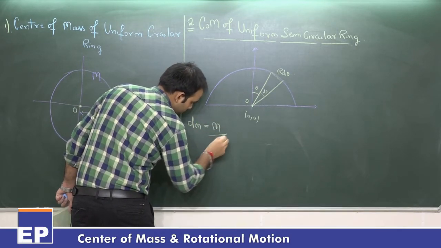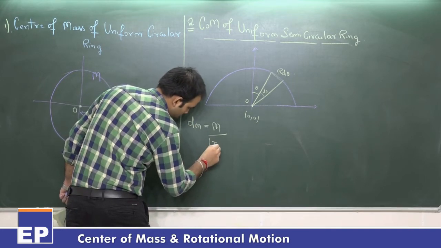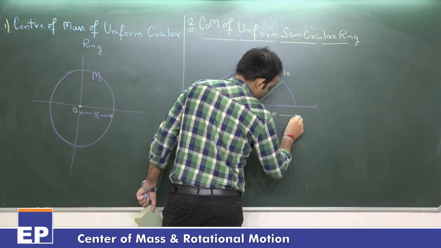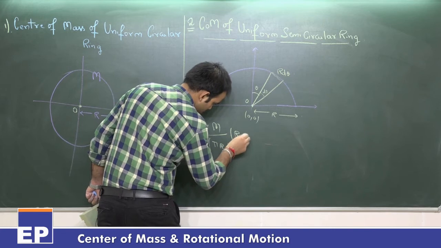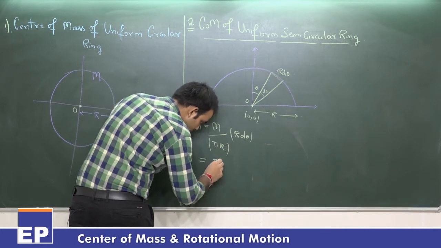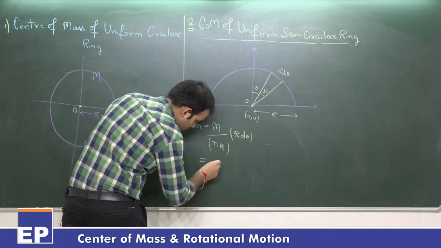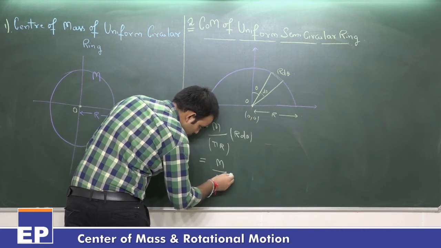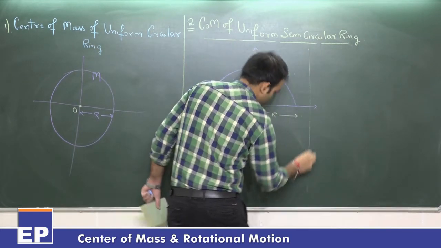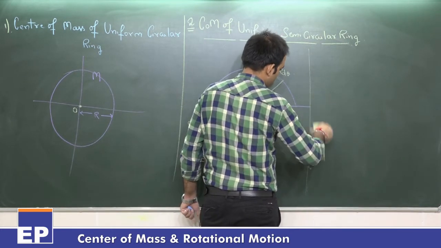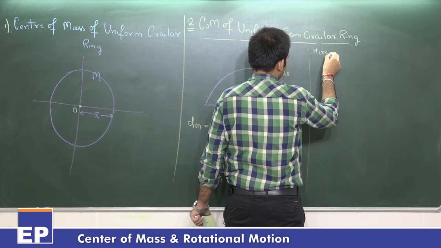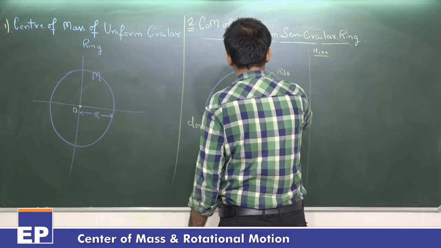dm is M by L, and L is how much? The circumference is 2 pi r, so for the semicircle it is pi into r. So dm is M by pi r into r d theta, that is M by pi into d theta. तो मैं क्या लिख सकता हूँ हियर, जो इसके लिए हम dm लिख सकते हैं.